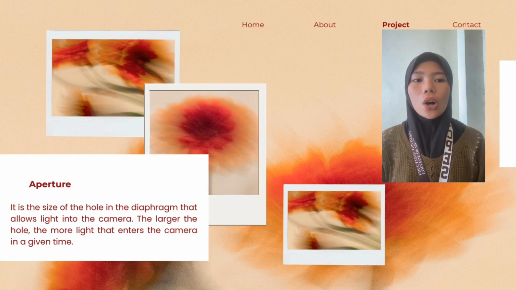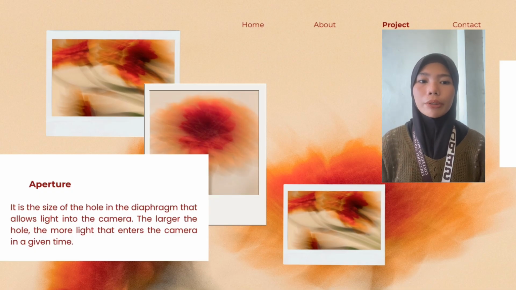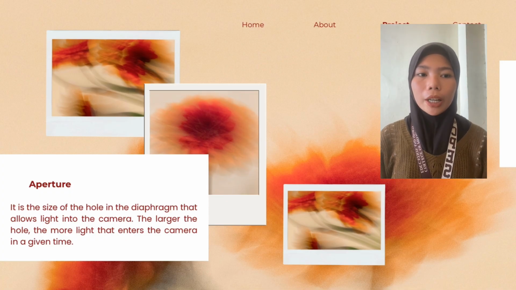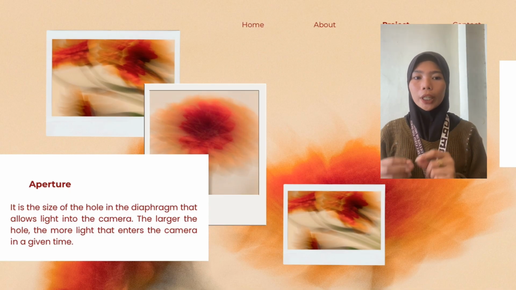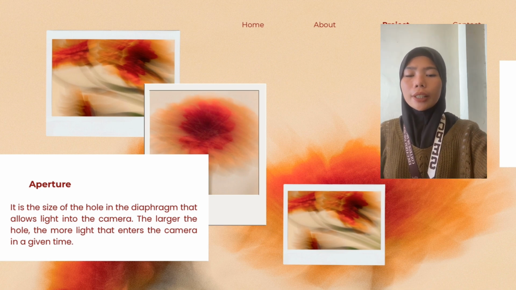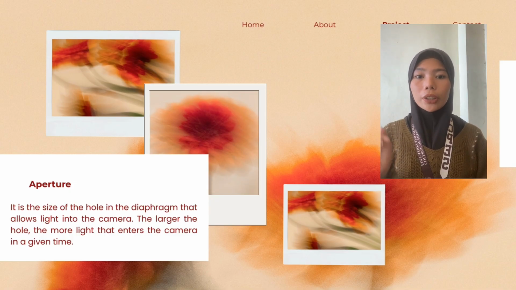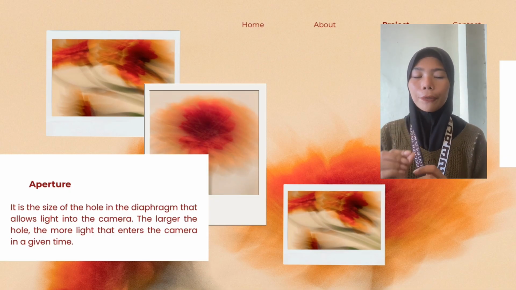So aperture also affects the depth of field, with a wide aperture creating a shallow depth of field, a blurry background, and a narrow aperture producing a deep depth of field, with more of the image in focus. For example, if you want a portrait with a blurry background, use f/1.8, and if you're taking a landscape that must be sharp, use f/16.